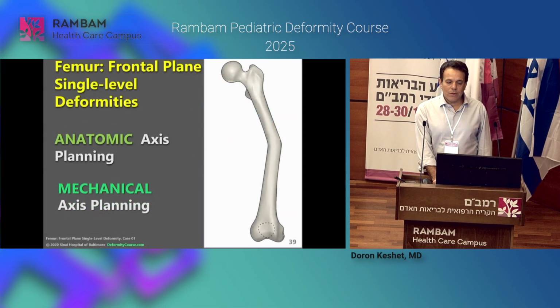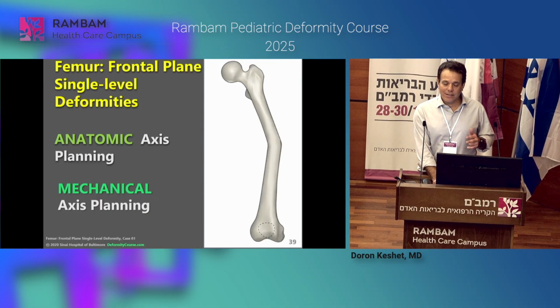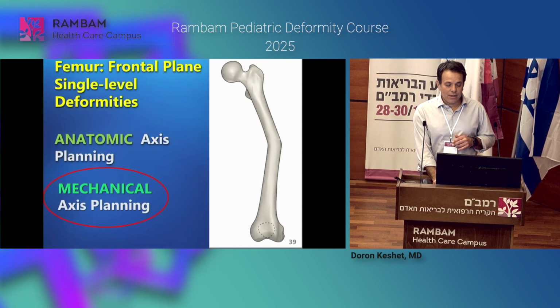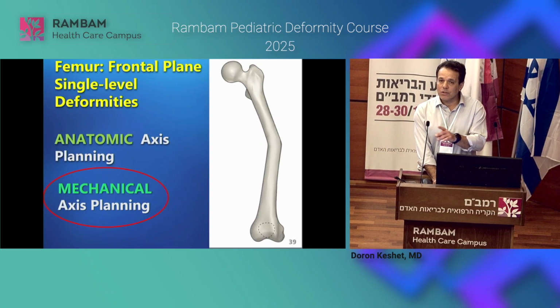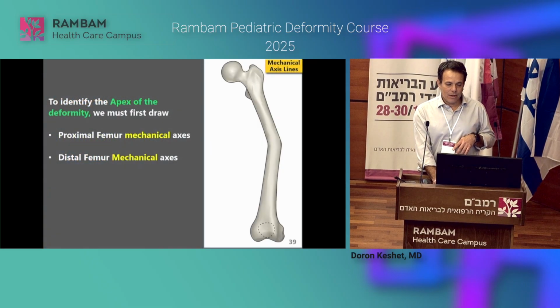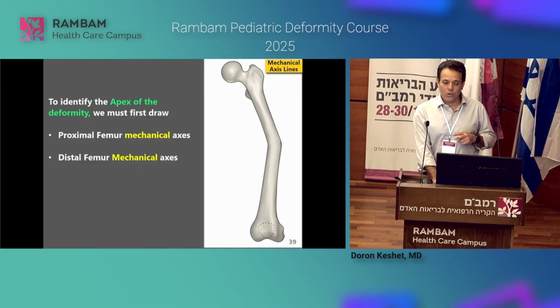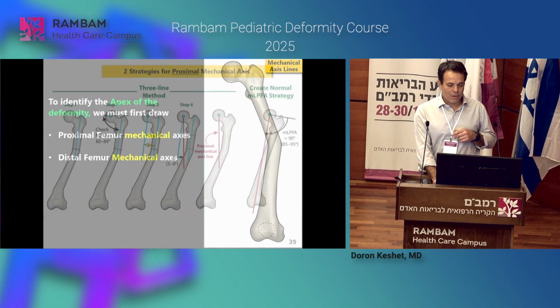And when we talk about frontal plane single level deformities, we have to understand that we can use two techniques: we can do anatomical axis planning as described before, or mechanical axis planning. In this talk, we'll focus on mechanical axis planning, because also keep in mind that at the end, our end goal is to have a mechanical limb alignment, so we're going to use this technique. So to identify the apex of the deformity, we first need to draw two lines, the proximal femur mechanical axis and the distal femur mechanical axis. I remind you this is a single level deformity, okay?